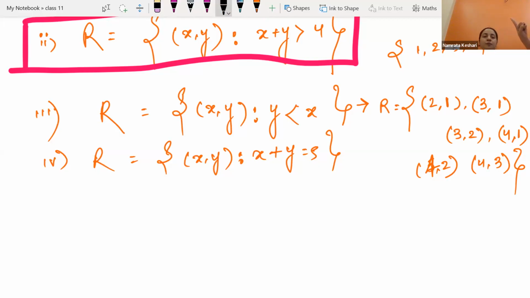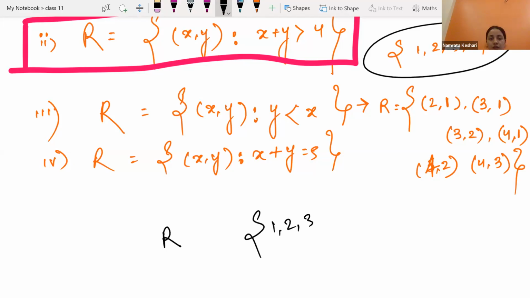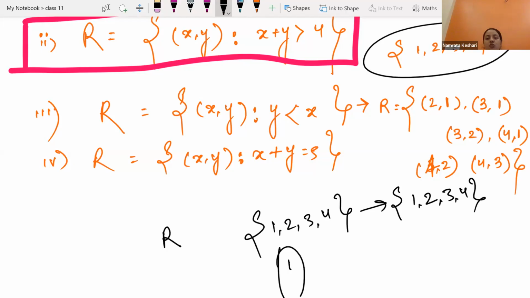The first rule says that each and every element from the given set, this relation is defined from this set 1 2 3 4 to this set, must have its image. You can see in your relation one doesn't have any image. Can you see? Yes, ma'am. So of course it is not a function.